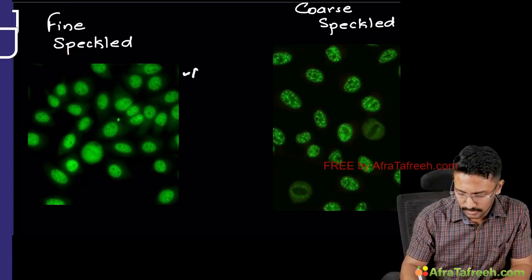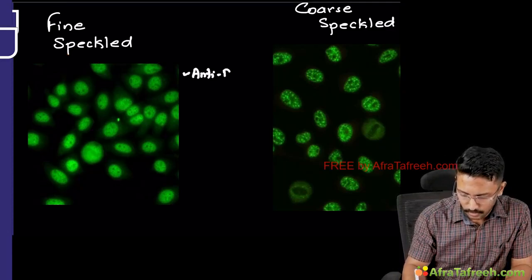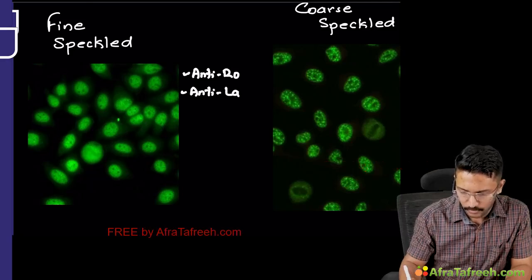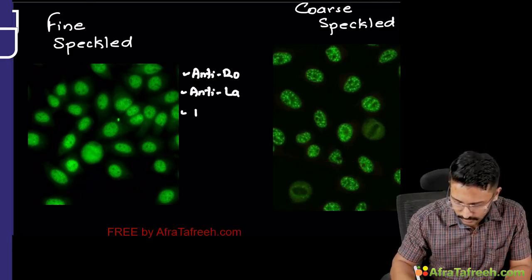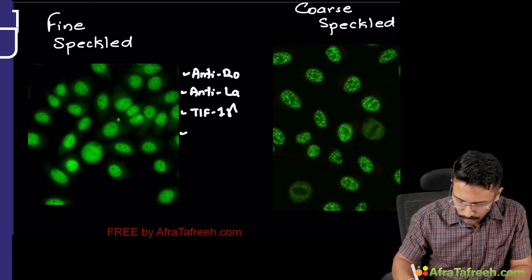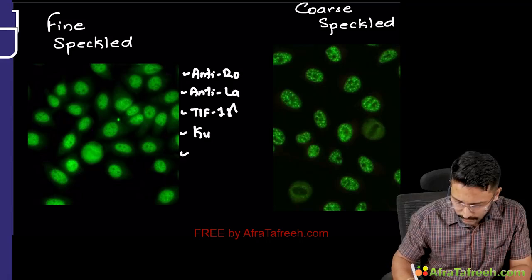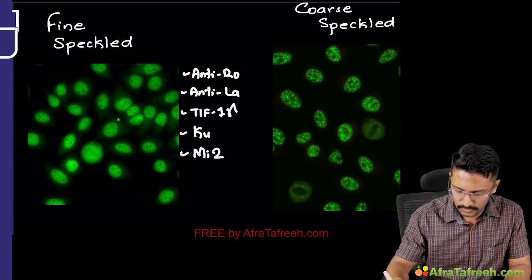We see these antibodies in anti-Rho or anti-La type of ANA. Okay, anti-Rho, anti-La, and then the third one I want you to remember is anti-TIF1 gamma. The fourth one is anti-Ku, and the fifth one is anti-Mi2. Okay, now tell me where all you see these conditions.